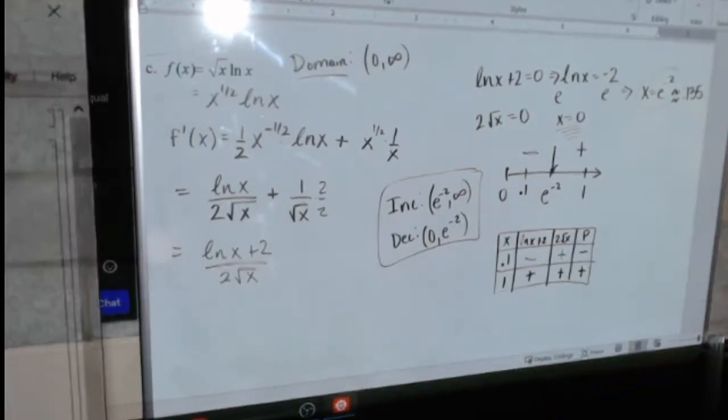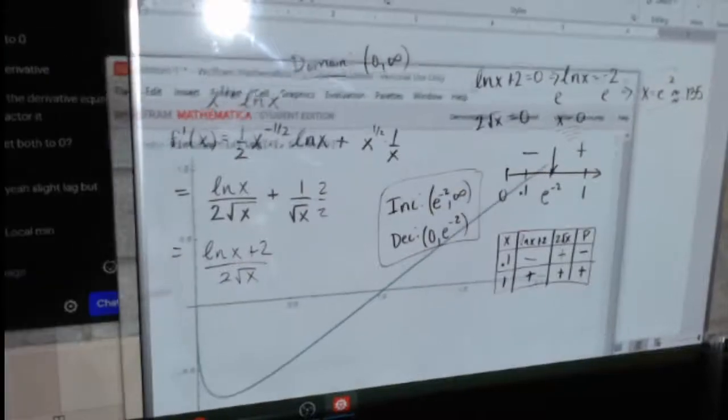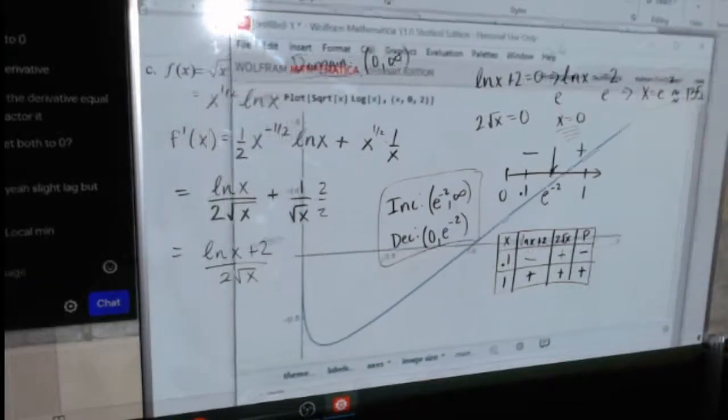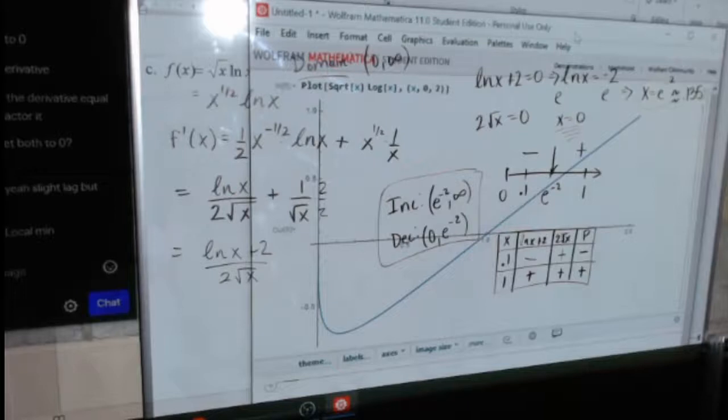So I will show you the picture, which looks like this, kind of like the Nike symbol, if you will. So we said it's increasing from e to the minus 2 to infinity, so this value right here is approximately e to the minus 2. It's increasing from then on, and it decreased from 0 to e to the minus 2, so from here down it's decreasing. So yes, this is a local min, which we were told by the change in sign here in the first derivative from a negative to a positive.